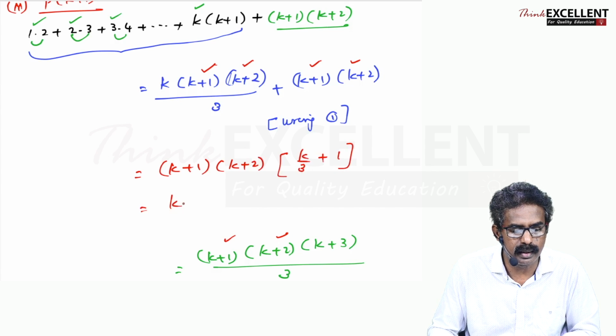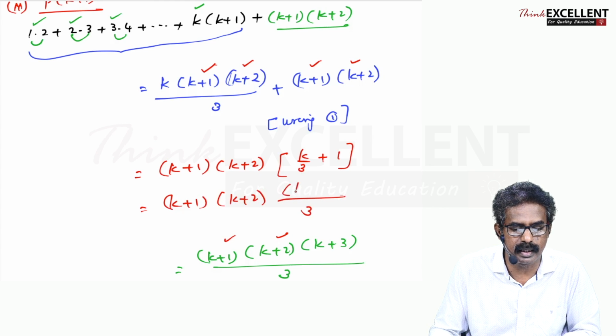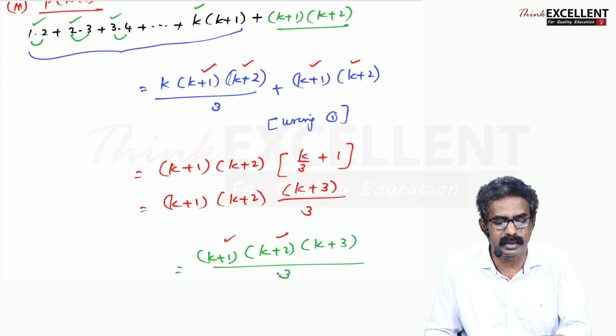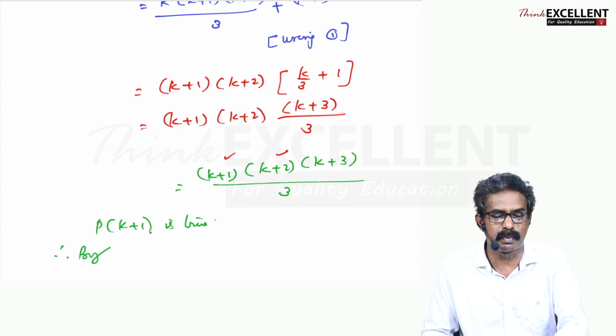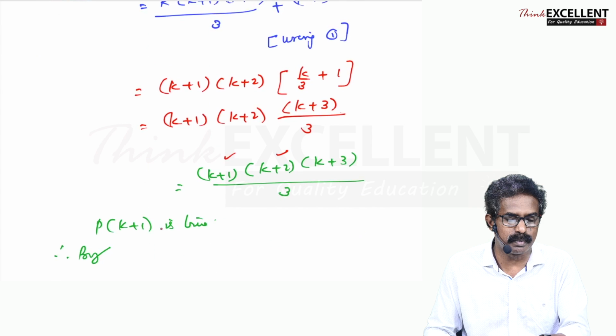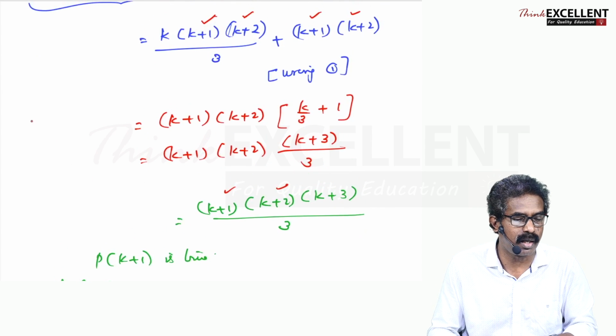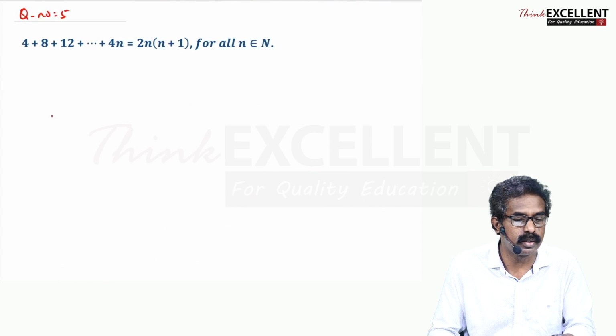So k plus 1 into k plus 2. You take LCM here, 3 is LCM, you are getting k plus 3. Got the answer? Yes, k plus 1, k plus 2, k plus 3 by 3, that's all. So P of k plus 1 is true. By the principle of mathematical induction, P of n is true for all natural numbers. Let's move on to the next question.